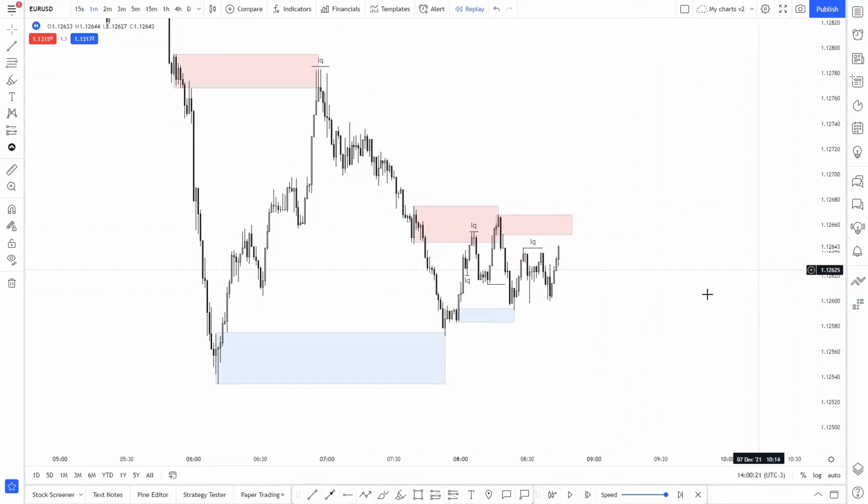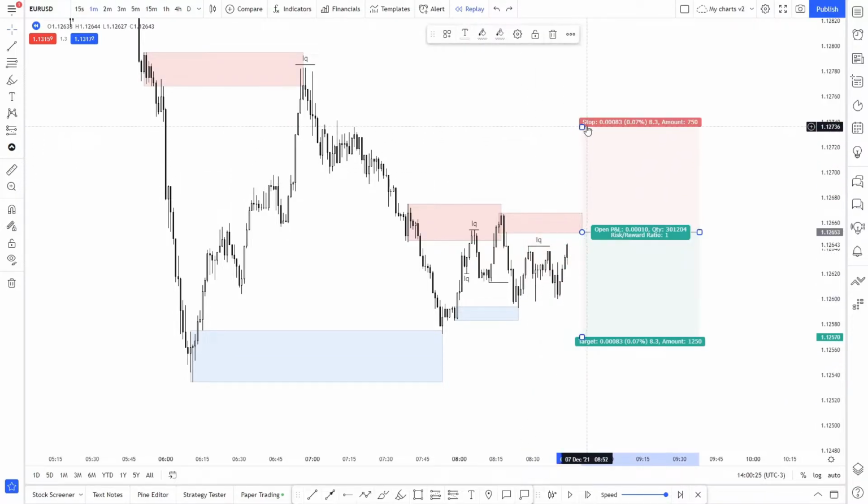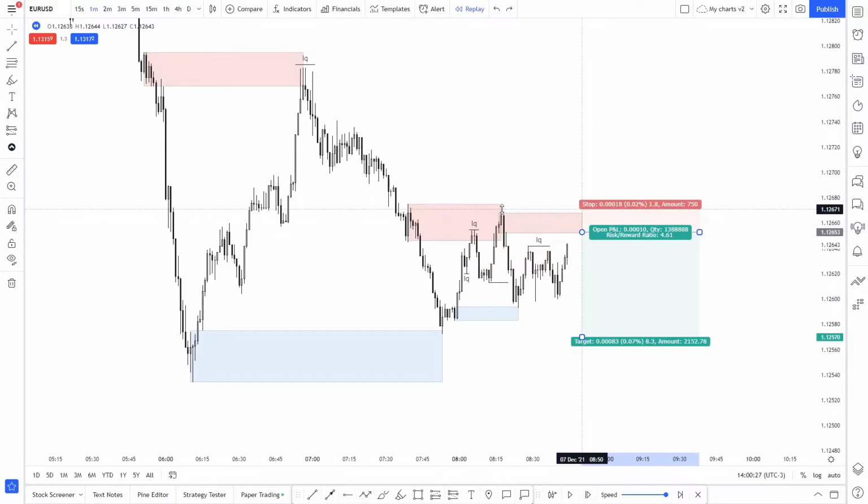So as of now, I will place an entry on this extreme. As I said, I do not like the pause at all. It's just quite a small area, right? So we'll see if we can get into this.